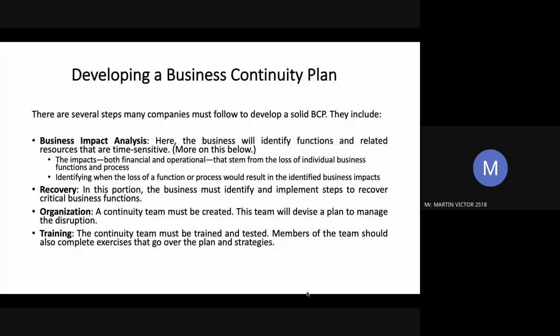Similarly, this business continuity plan is exclusively for continuing the business even after a disruption, any disaster that would have taken place, or during the disaster or the disruption. So how can the business be continued? For that, we have to develop a plan. For that plan, we should have the impact analysis, the recovery measures, the recovery steps. Then a dedicated team should be organized, and that team should undergo training and testing.